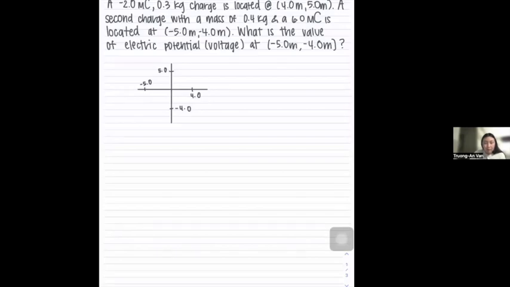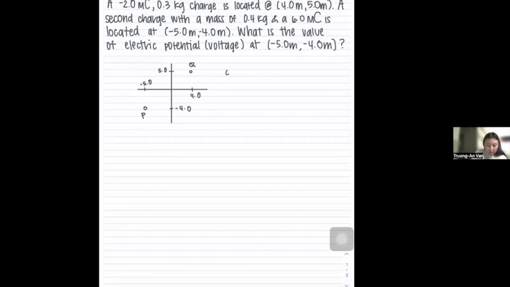Okay, so for our second practice problem, we have the question above on the screen. And so to start off, we want to place our points where the charge is. And so we have a charge here, and we'll name that Q, and a charge here, and we'll name it P.